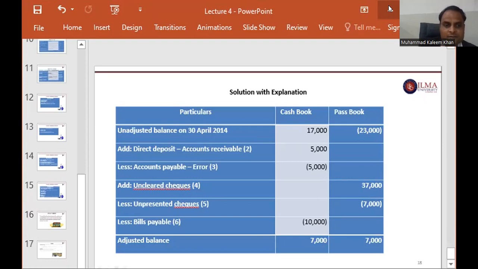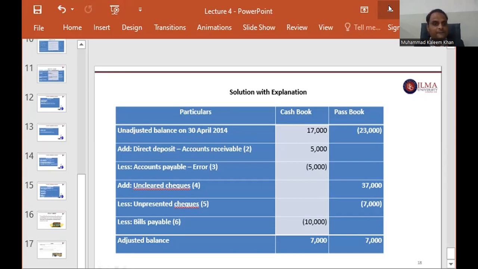The next one is customers' direct deposit. It has been recorded by the bank but was not recorded by the company. So it will be added by the company as an increase in the bank account by rupees 5,000. Next transaction, a check was issued for rupees 18,000 but wrongly recorded as rupees 13,000 in the cash book. This error increases the bank balance as per the company's record. To rectify this error, rupees 5,000 will be deducted from the cash book as a decrease in the bank account.